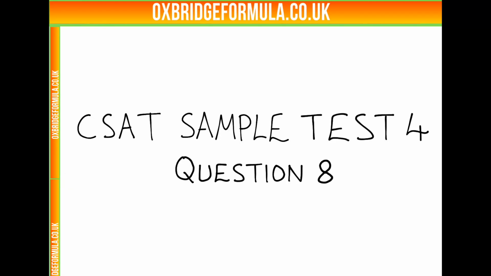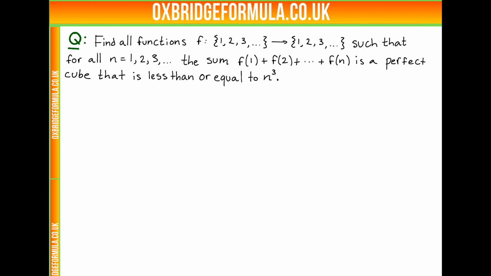This is CSAT Sample Test 4, Question 8. In this question, we're asked to find all functions from 1, 2, 3, and so on into the same set. We could call this from the naturals to the naturals. We're asked to find the functions f of this form such that for all n, that is n is 1, 2, 3, and so on, the sum f of 1 plus f of 2 all the way up to f of n is a perfect cube less than or equal to n cubed.